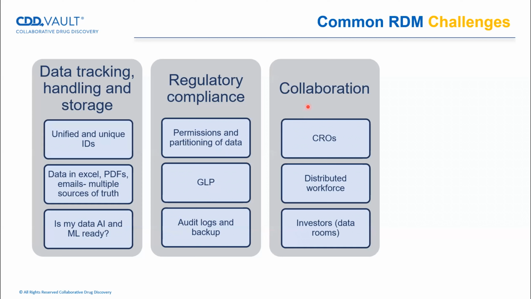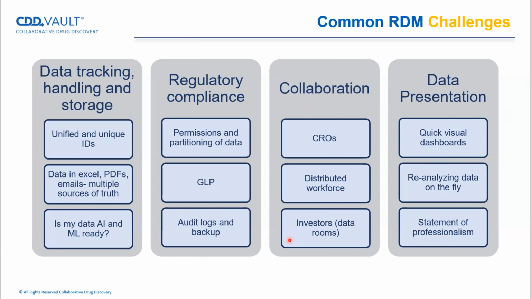Collaboration is a big one. Especially in today's more virtual world, we've got partners, CROs, we're leveraging resources from all across the world, distributed workforces, investors in data rooms, people doing diligence. So how do you quickly give access to the right data to all of these people and also allow them to populate it into your data set?